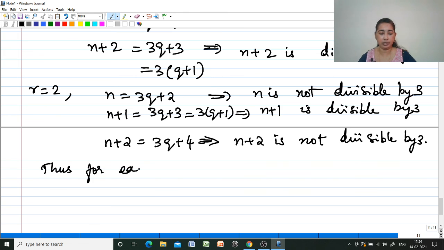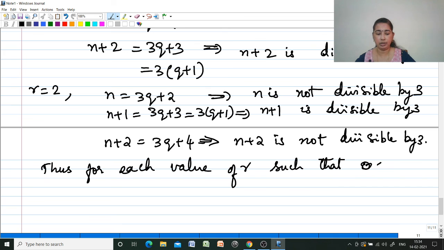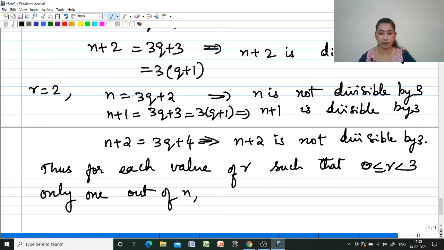for each value of r, in each case, that is between 0 and 3, only 1 out of n, n plus 1 or n plus 2 is divisible. Any one will be divisible by 3. Thus, for each value of r such that 0 less than or equal to r less than 3, only 1 out of n, n plus 1 and n plus 2 is divisible by 3.